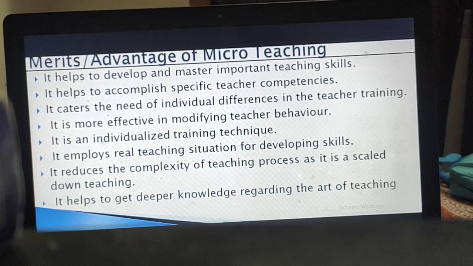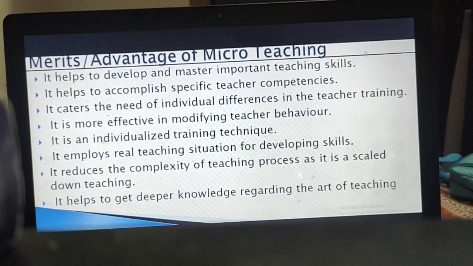Individualist training technique, as I already mentioned, because each teacher has to prepare a lesson plan, prepare a demonstration, and teach individually. That's why it is an individual training technique. Every teacher has to perform these skills. It employs real teaching situations for developing these skills.